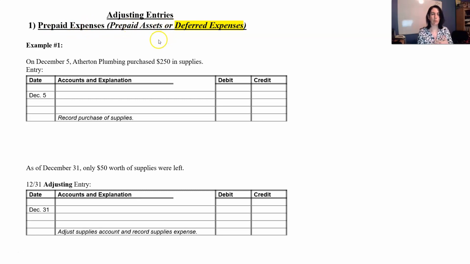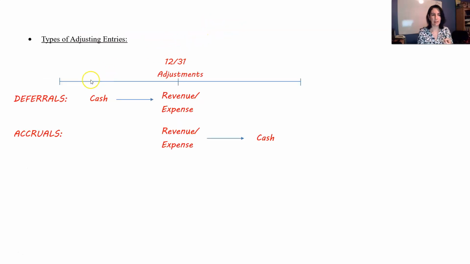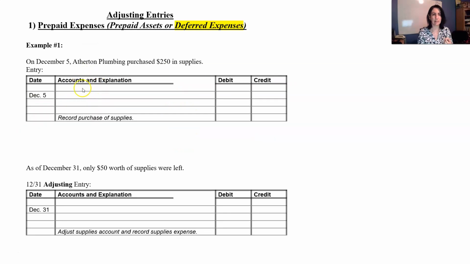A very typical prepaid asset, well, I learned it in school as a prepaid asset. That made sense to me. It's something you prepay in advance of using it. Your book often refers to it as a prepaid expense, which I think is a little bit confusing because I don't want you confusing it with an actual expense. But a prepaid asset is just that, when you pay for something in advance, or a deferred expense. And we said back here, when cash comes before the revenue expense, it's a deferral. That's what this is.